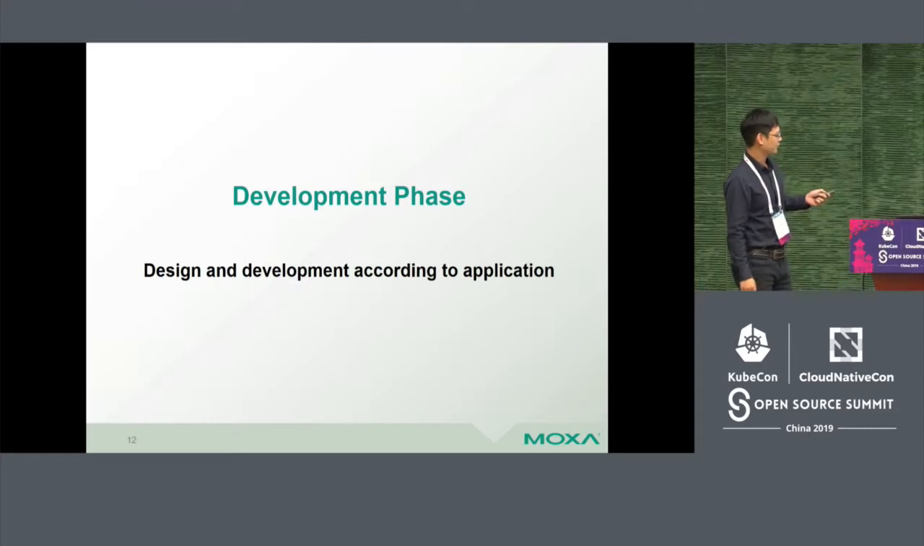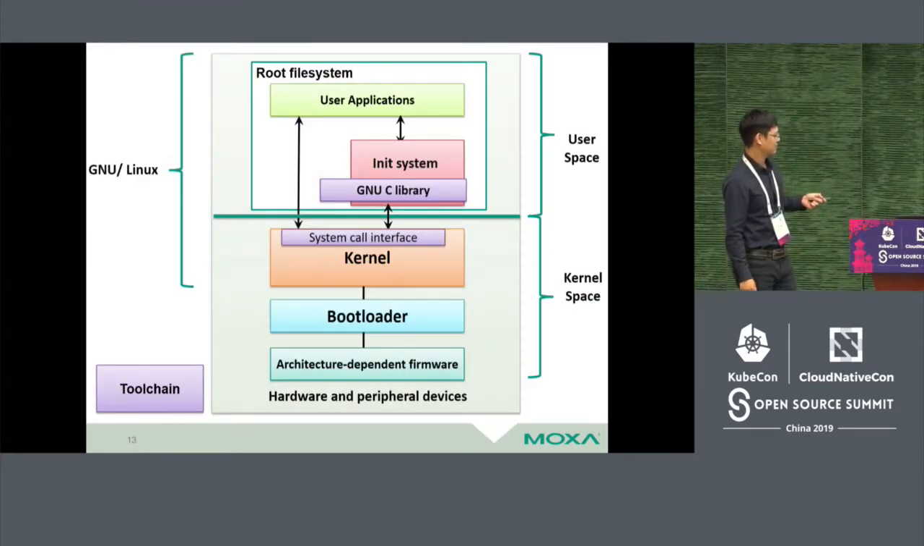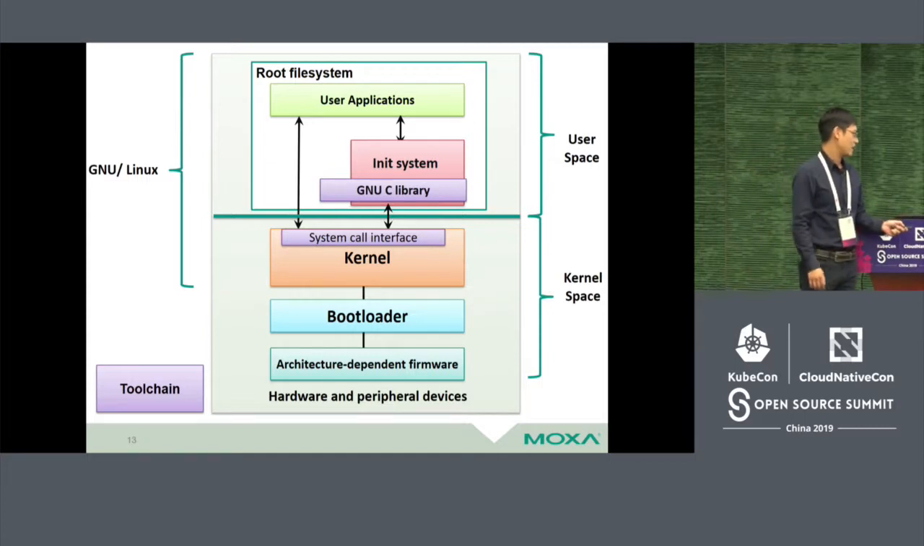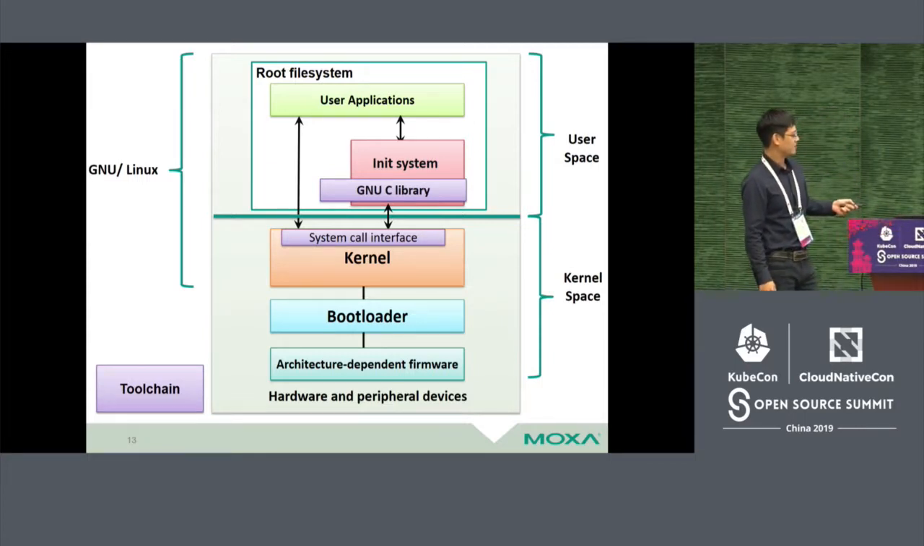In the development phase, as you can see, this is the prototype for an embedded device. We have hardware and architecture-dependent firmware, such as BIOS. Then we have the bootloader, the kernel, and the system call interface. glibc, the init system, and user applications are in the root file system. So we have user space and kernel space.